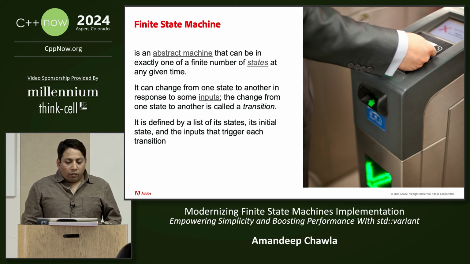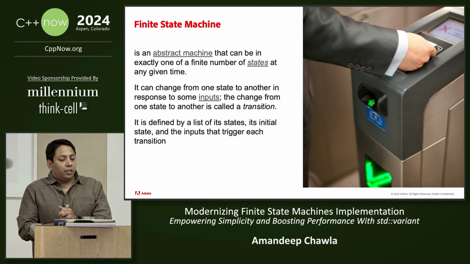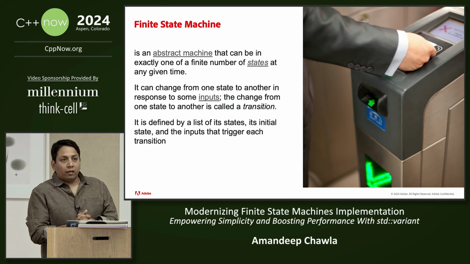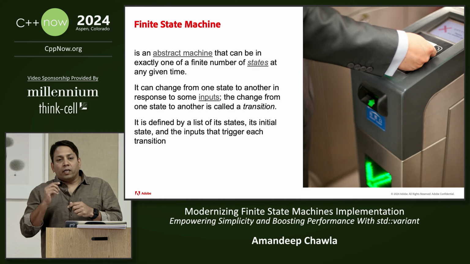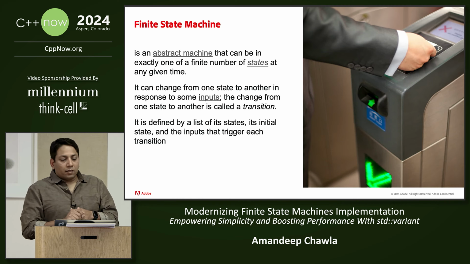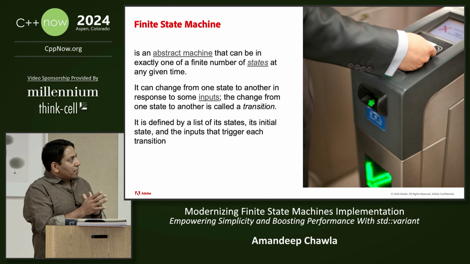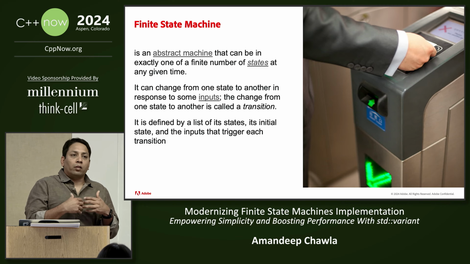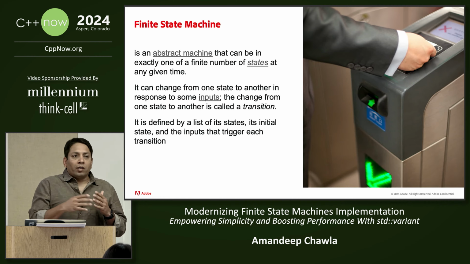So what is a finite state machine? According to Wikipedia, it is an abstract machine that can be in exactly one of a finite number of states at any given time. So your system can have multiple states, but at one point it can only be in one of the states. So that is a finite state machine. It can change from one state to another in response to some inputs. And in our terminology, we call them events. That change is also called a transition.